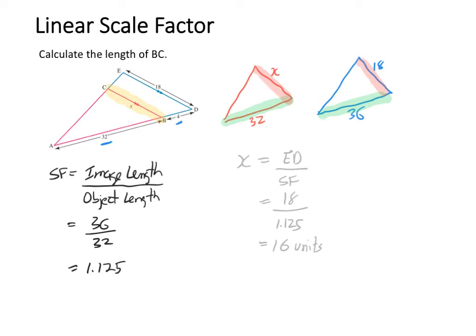You could also have calculated X by locating the corresponding sides, writing each corresponding side as a ratio in a fraction, and then using the cross multiplication method to find the value of X. You would also have resulted in 16 units. So that is an example of how we can use scale factor in calculating the missing side of a similar shape.